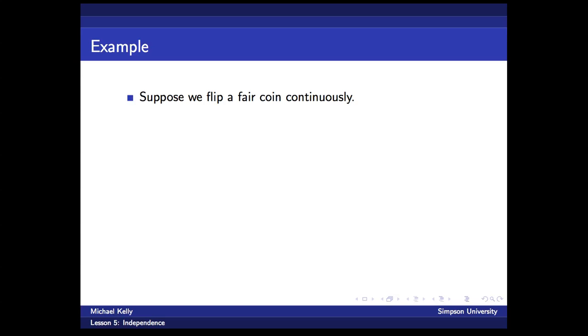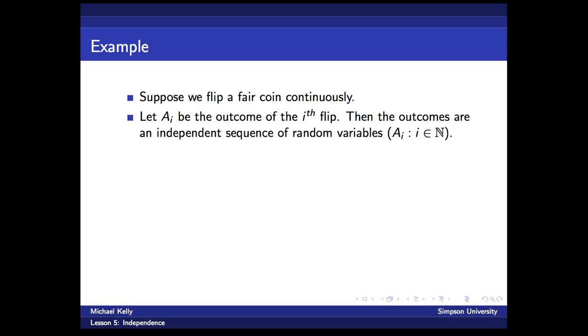So for example, suppose we flip a fair coin continuously, and we let A sub I be the outcome of the ith flip. Well, the first flip and the second flip should be independent, but they're also independent of the third flip and the fourth flip and so on. So we have a sequence of random variables which are all independent.